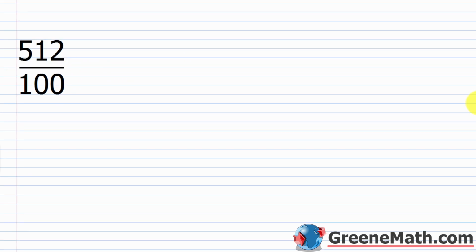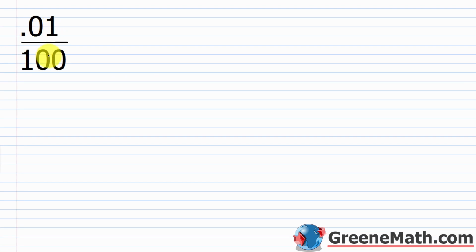Now we're looking at 512 over 100. And it's okay that this number is greater than 100. It doesn't matter. We're still just going to take the numerator, which in this case is 512, and we're going to follow it up with a percentage symbol. So 512 over 100 is equal to 512%. Okay, what about 0.01 over 100? Again, it's the same thing. I take my numerator, which in this case is 0.01, and I just follow it up with a percentage symbol. So 0.01 over 100, again, the denominator is 100, is equal to 0.01%.